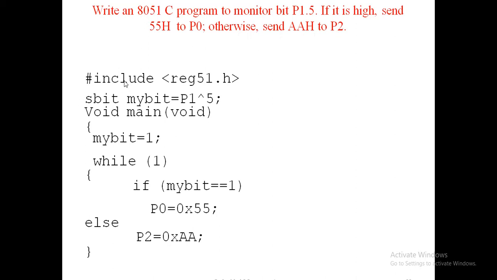The first is a header file. Why am I using the header file over here? Because I am using port 0 and port 2. They are part of the SFR registers in the 8051 microcontroller. So we have to use this header file as include reg51.h.